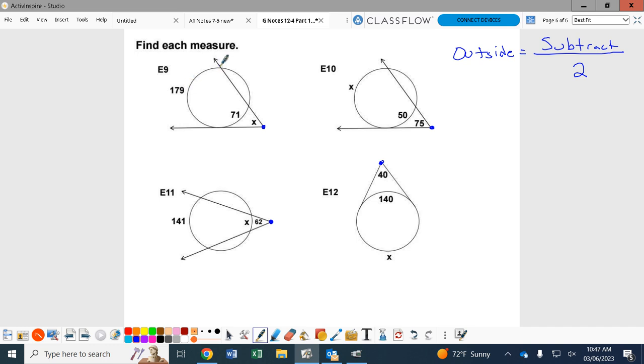This first one, it has the outside arc, it's 179. It has the inside arc, it's 71. To do this problem, you're just going to say x equals 179 minus that 71 and divide by 2.